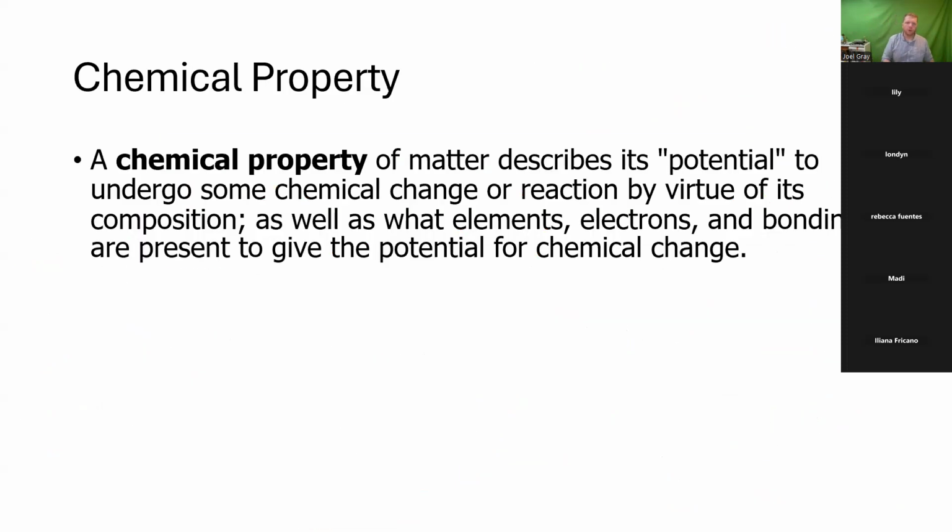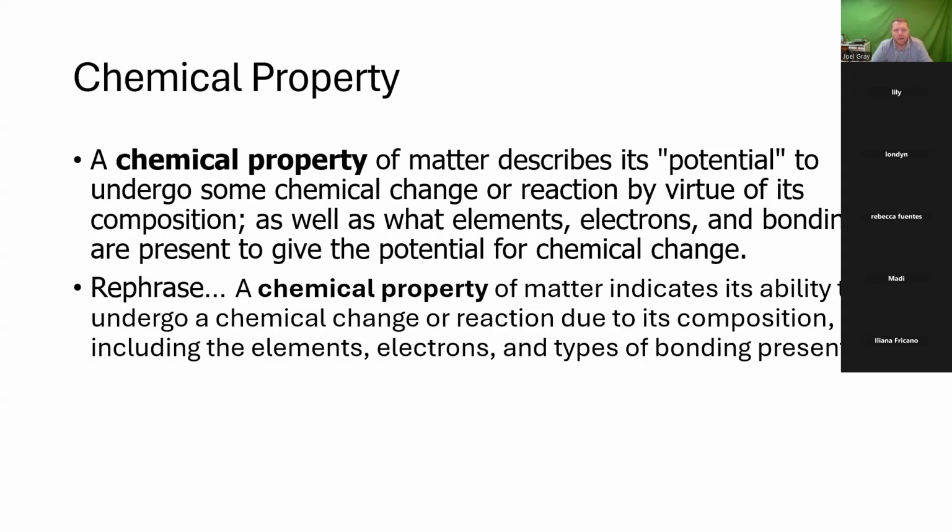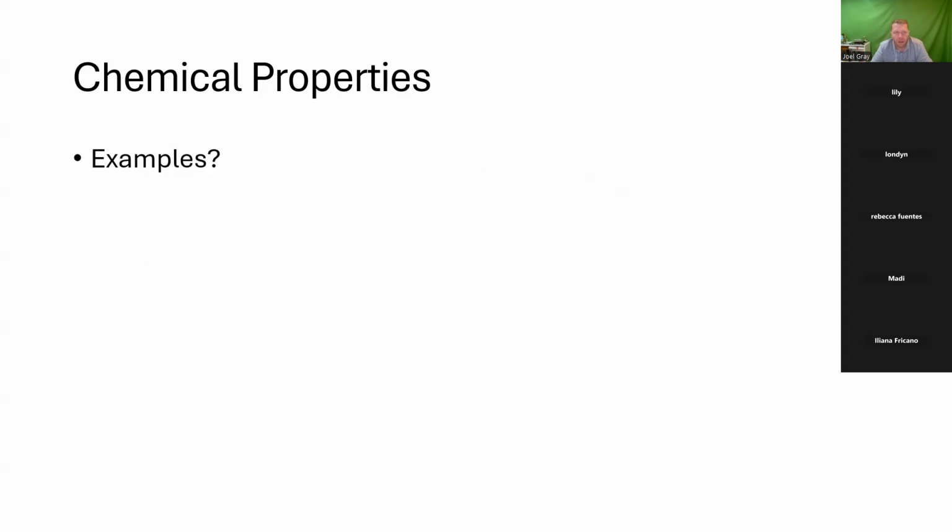Now, a chemical property. A chemical property of matter describes its potential to undergo some chemical change or reaction by virtue of its composition, as well as what elements, electrons, and bonding are present to give the potential for that chemical change. To rephrase that, a chemical property indicates a substance's ability to undergo a change or reaction due to its composition, including the elements, electrons, and types of bonding present. So a chemical property is basically: will it react, or does it react? Some examples of chemical properties.